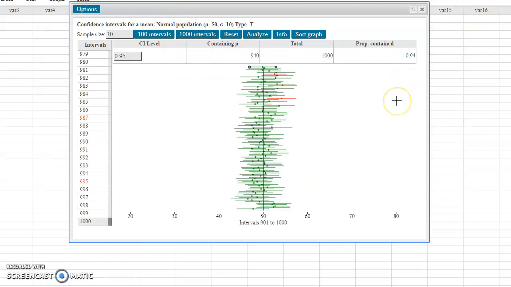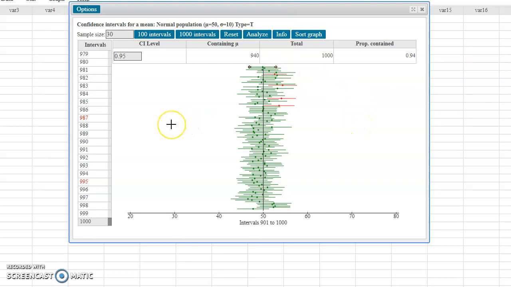One thing worth noting is that the bars, these little segments that represent the confidence intervals, are much shorter. Why is that, do you think? Well, with a larger sample size, we'll have a smaller margin of error. So that's why the bars are shorter.